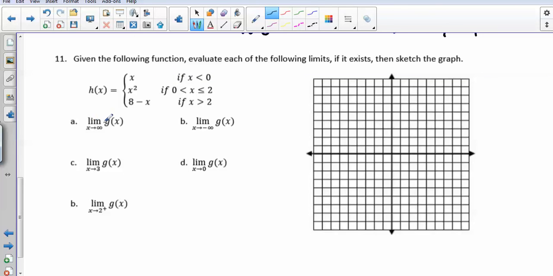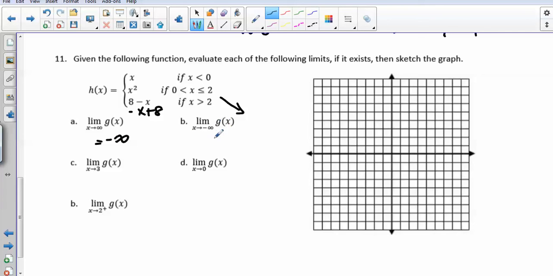So the limit as x goes to infinity. This is what's happening when x is greater than 2. And this is a linear equation, negative x plus 8. So it has a negative slope. So the end of your graph is going to be a downwards line. And so because it's pointing downwards, as x goes to infinity, your y is going to negative infinity.